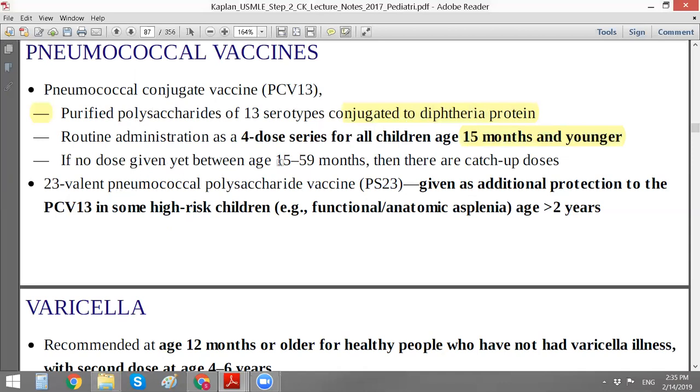The 20-valent is also an option. If no dose has been given yet, then there is catch-up. The 23-valent is PS23, a polysaccharide, alongside PCV13. PS23 is given as additional protection to PCV13 only in some high-risk children, for example functional or anatomic asplenia, age greater than 2 years. Then we give PS23 in high-risk children.